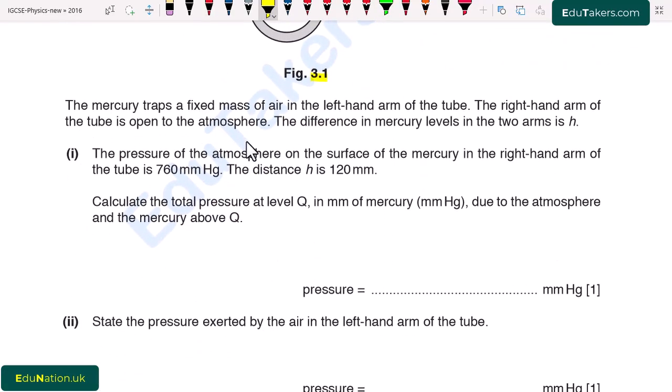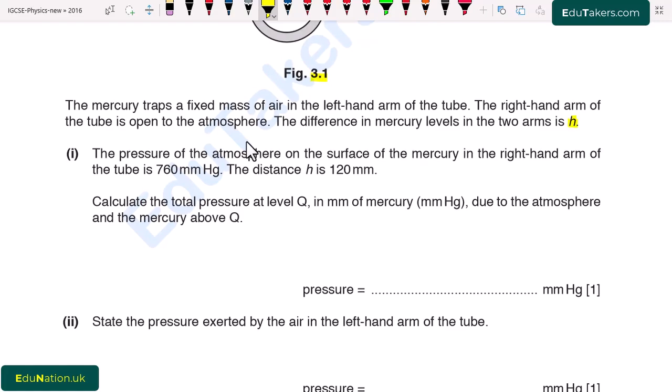The mercury traps a fixed mass of the air in the left hand arm of the tube. The right hand arm of the tube is open to the atmosphere. The difference in the mercury levels in the two arms is h. H is actually the height.